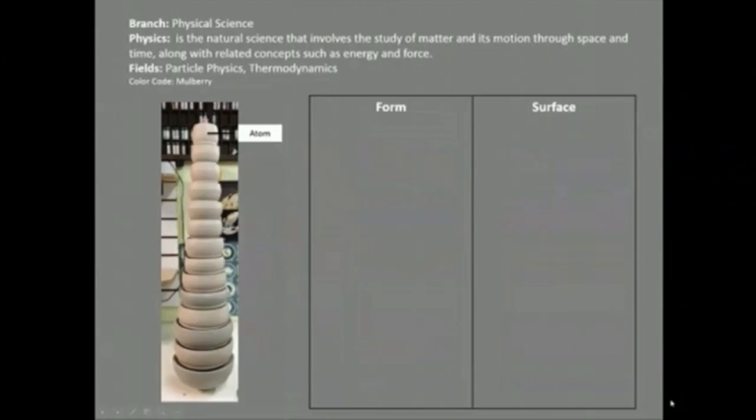So here we have natural science that involves the study of matter and its motion through space and time, along with related concepts such as energy and force. This is a part of the sculpture I wish could be kinetic, could be movable, could have a motor in it. But some of the fields in this: particle physics, thermodynamics. Oh, kind of like a maroon, deep red. Yeah, I was surprised at how specific these color codes were.